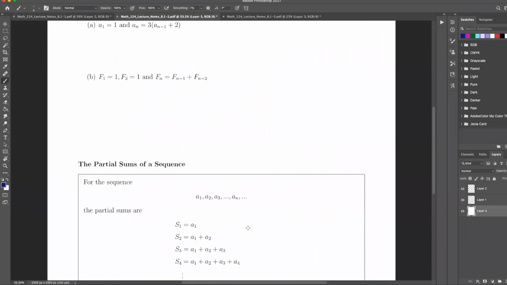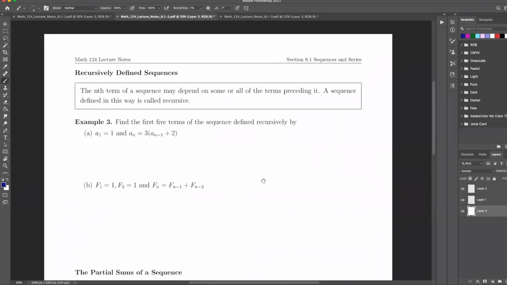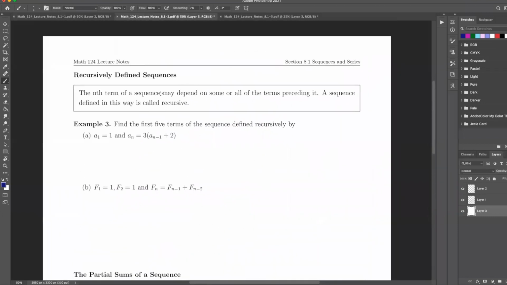All right, so recursive sequences. The nth term of a sequence may depend on some or all the preceding terms. This sequence is defined in a way which is called recursive. And so here, we'll show you some recursive relationships.